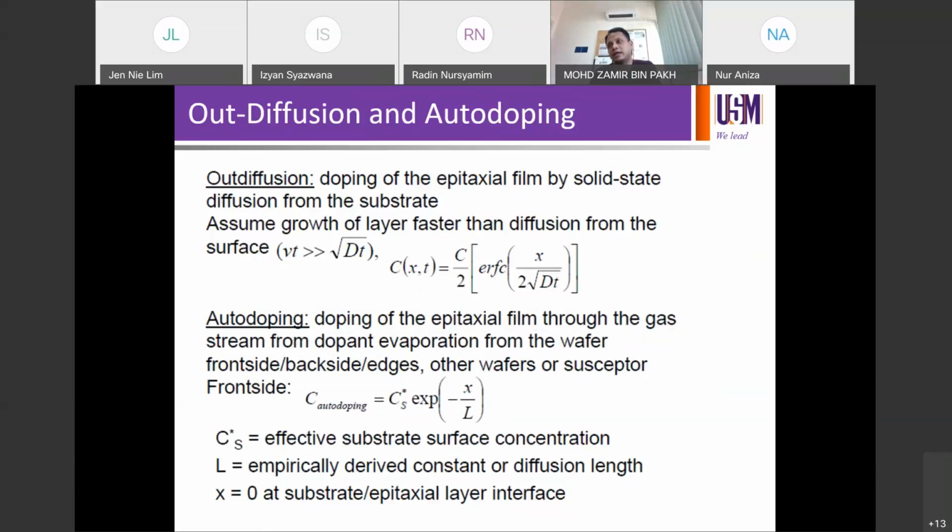So you don't have to introduce any new diffusion process in order to incorporate dopants into the epi, but rather you just take boron or phosphorus from the neighboring region. In this case, it's from the substrate, out diffuse them into the epi layer. Okay. We also have auto-doping, doping of the epi film through the gas stream from dopant evaporation from the wafer front or back. So you can have some auto-doping mechanism as well from different regions of the wafer.